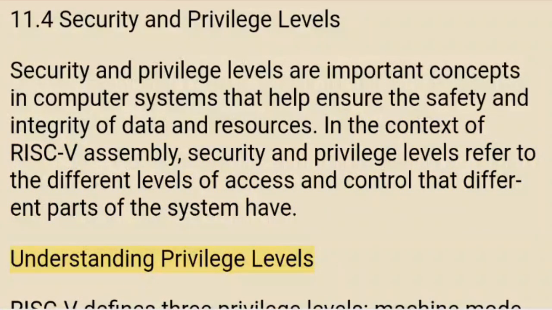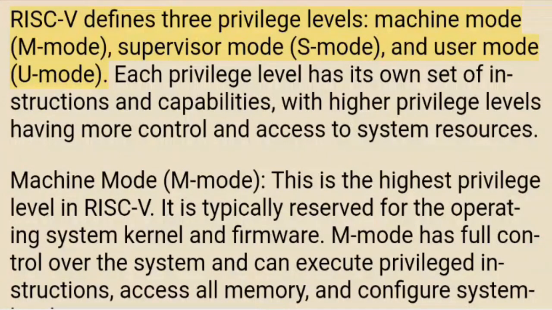Understanding privilege levels. RISC-V defines 3 privilege levels: machine mode (M mode), supervisor mode (S mode), and user mode (U mode). Each privilege level has its own set of instructions and capabilities, with higher privilege levels having more control and access to system resources.